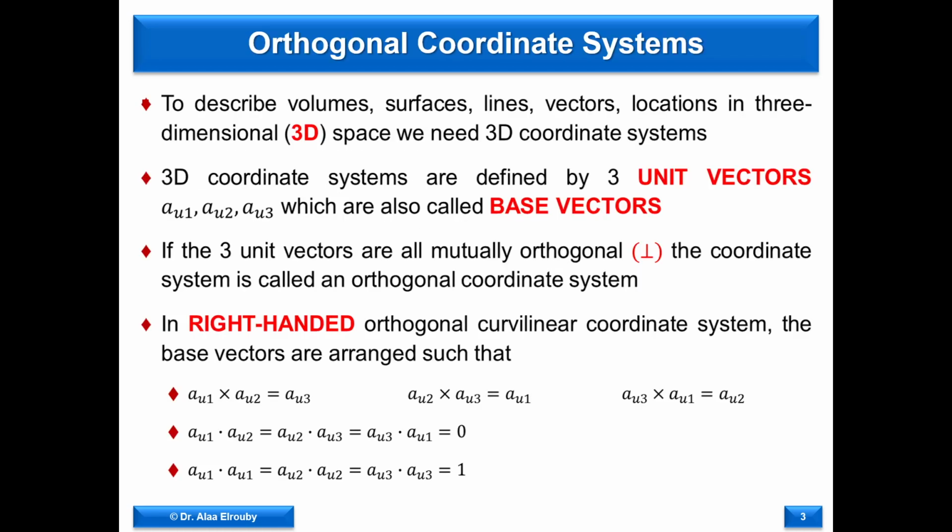So in general, why do we need coordinate systems? The main reason for this is to describe objects. These objects can be a certain volume, a certain surface, like a vector or a point. And when we are dealing in 3-dimensional space, we need 3D coordinate systems.